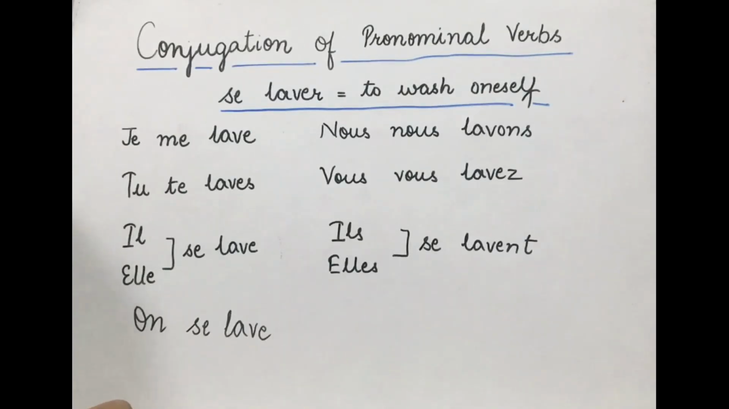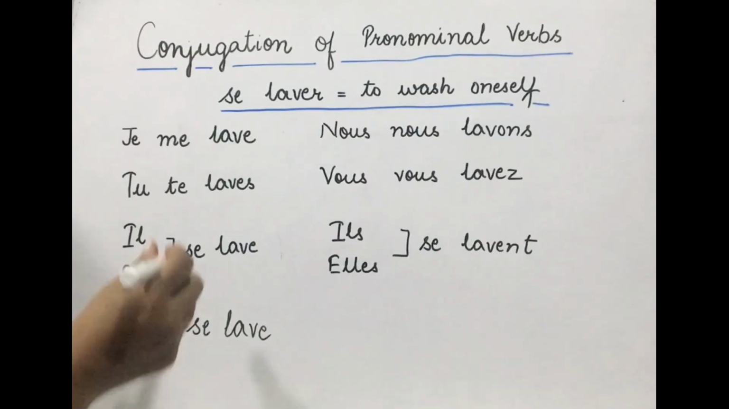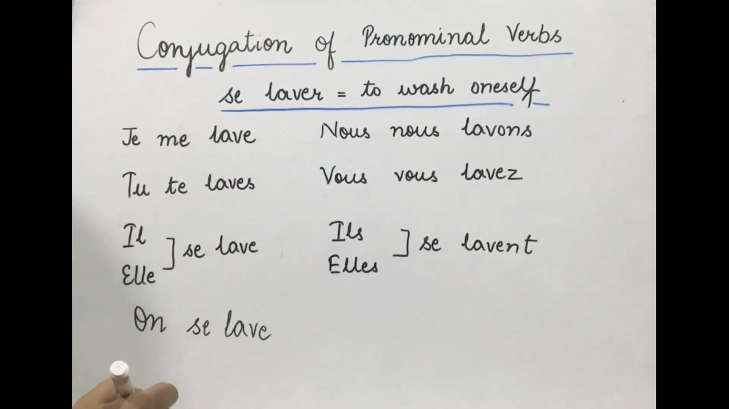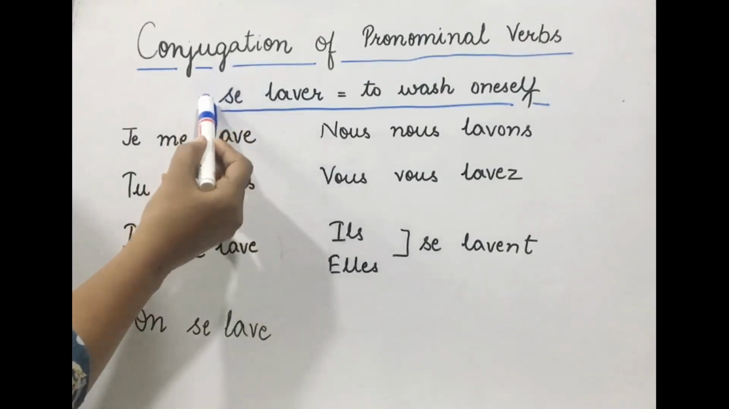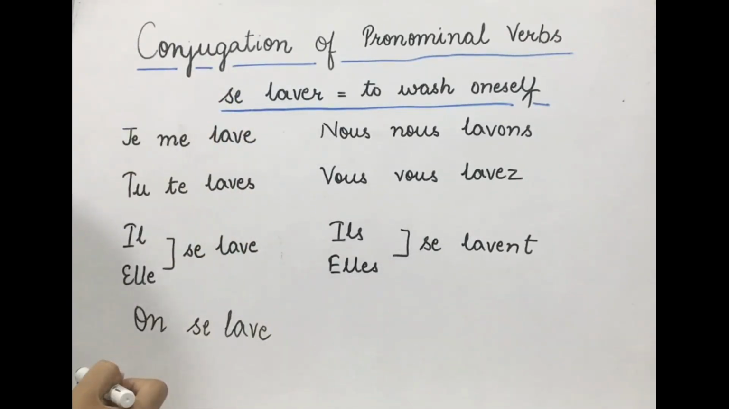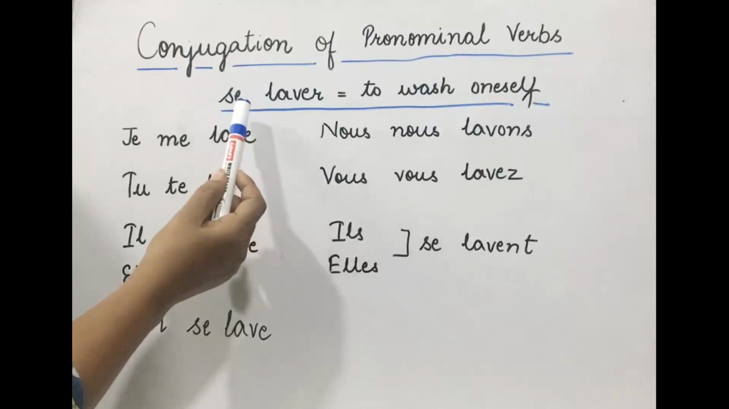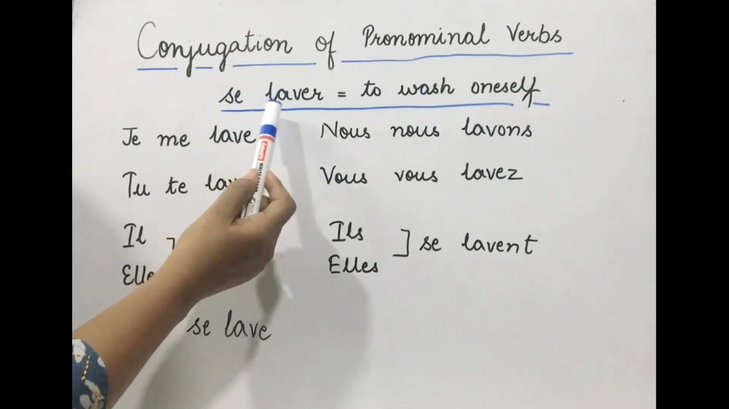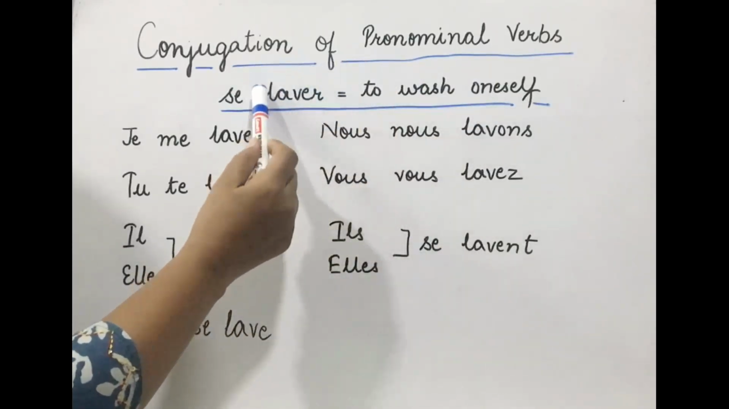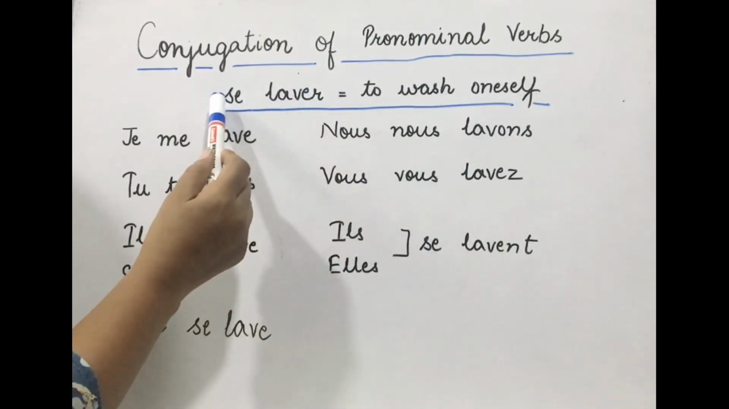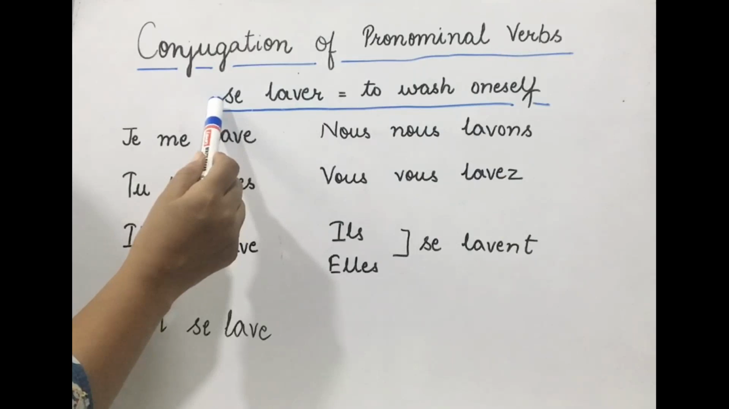Now we come to the conjugation part of the pronominal verbs. How do we conjugate the pronominal verbs? As I told you, the pronominal verbs are those which have this se as a pronoun. So we are taking the example of se laver. Se laver means to wash oneself. Laver means to wash, and when we include this pronoun se here, this becomes to wash oneself.